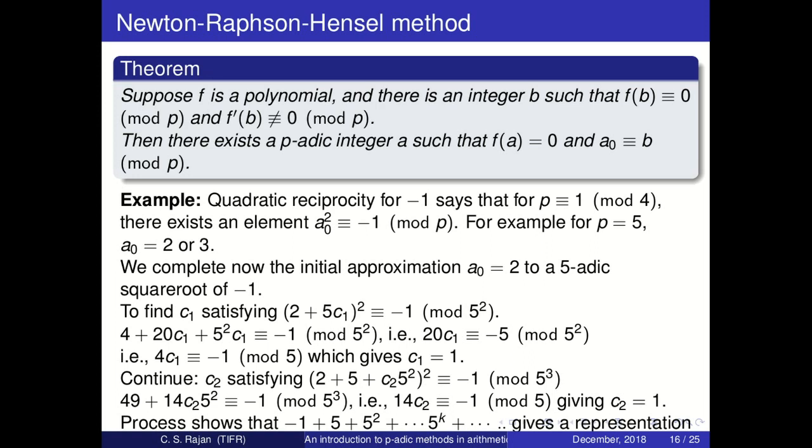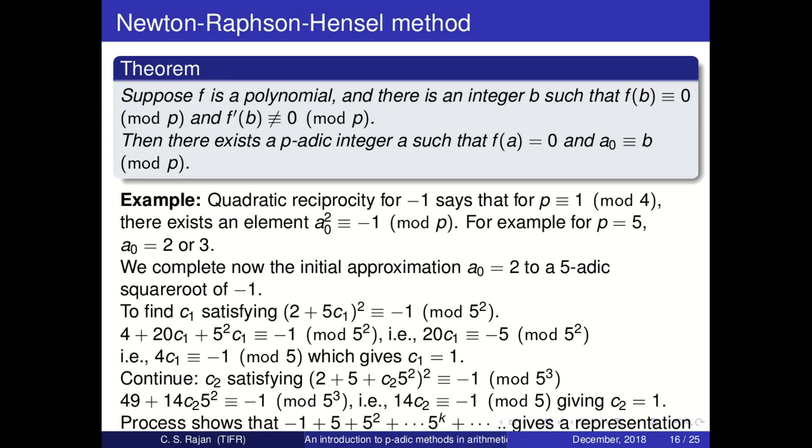Now I continue. c2 satisfies 2 plus 5 plus c2 times 5 squared, because I got c1 as 1. Now I take 2 plus 5 plus c2 times 5 squared, squared, which is congruent to minus 1 mod 5 cubed. So I expand it. This is 7 squared, 49, plus 14 c2 times 5 squared, congruent to minus 1 mod 5 cubed. So then 14 c2 is congruent to minus 1 mod 5. And this gives c2 equal to 1, because 14 is also minus 1.